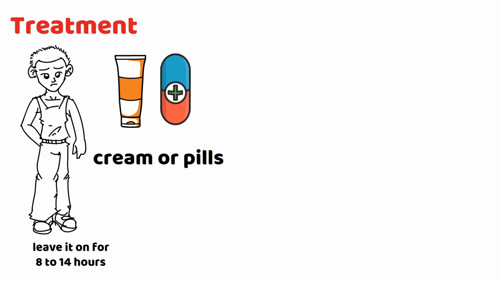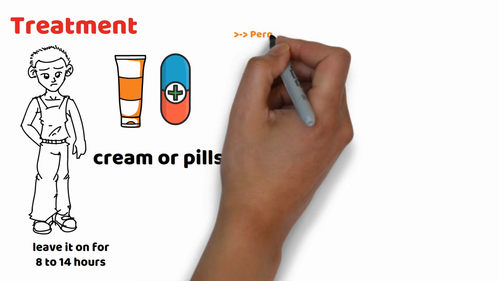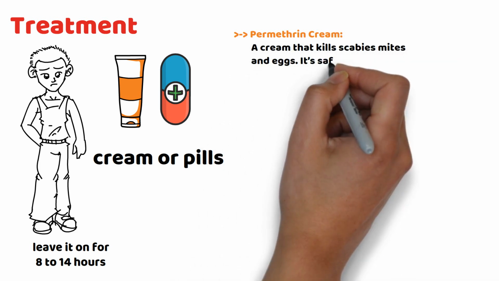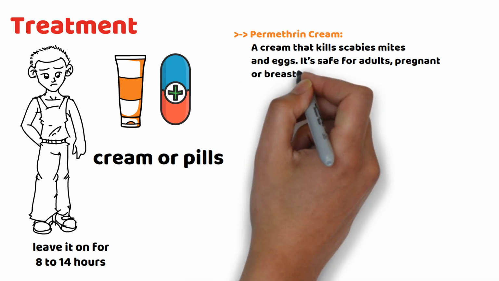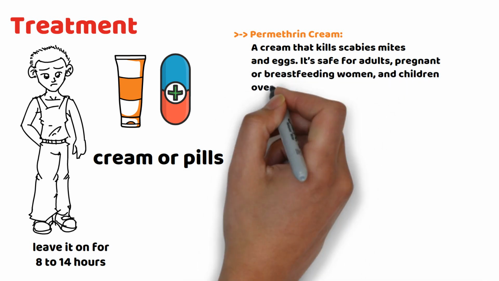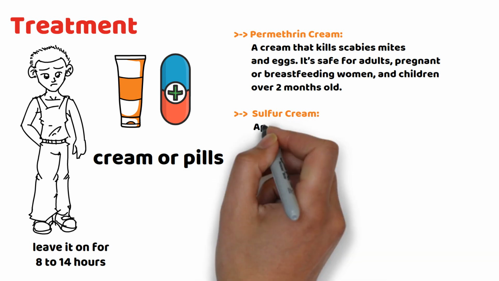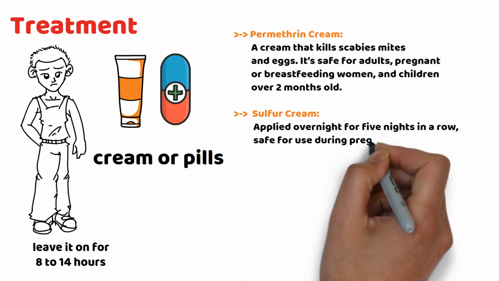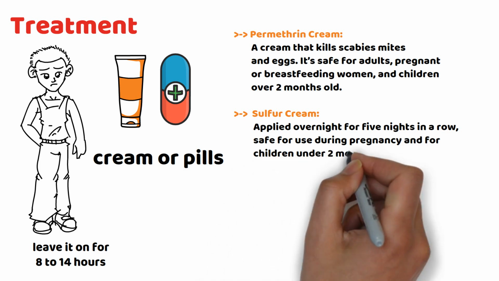There are some common treatments. Permethrin cream is a cream that kills scabies mites and eggs. It's safe for adults, pregnant or breastfeeding women, and children over 2 months old. Sulfur cream is applied overnight for 5 nights in a row. It is safe for use during pregnancy and for children under 2 months old.